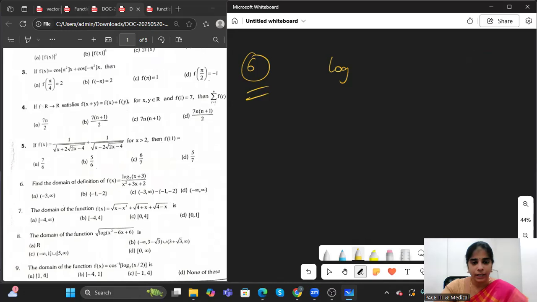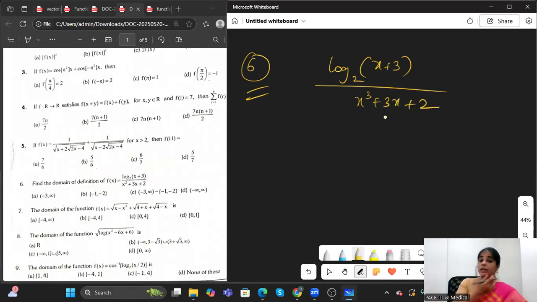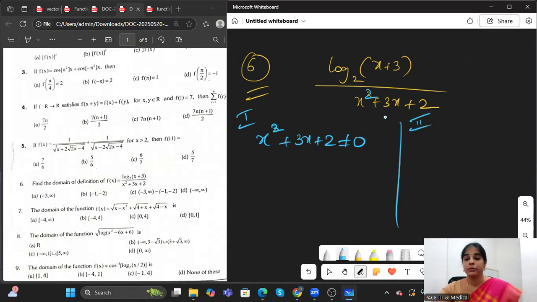Right, now going to the domain question number 6. You've got log of x plus 3 base 2, upon x square plus 3x plus 2. The question is the domain of that. Here we have two things to understand. The denominator function should not be 0. That is my first case. Case 1: my denominator, x square plus 3x plus 2, not to be equal to 0. And coming to case 2, the argument of the logarithm should always be greater than 0. That is, x plus 3 should be greater than 0. From here, x is greater than minus 3.